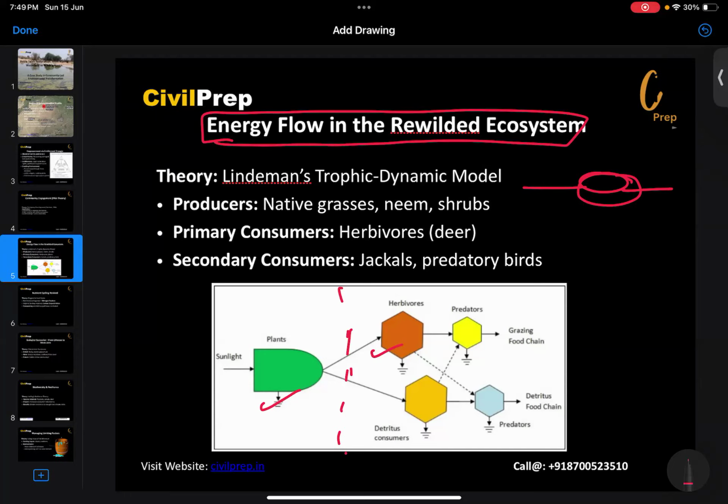Then there are herbivores or detritus consumers. Then there are predators. Then there is the grazing food chain or detritus food chain. So this is the energy flow which is taking place in any region in the world.